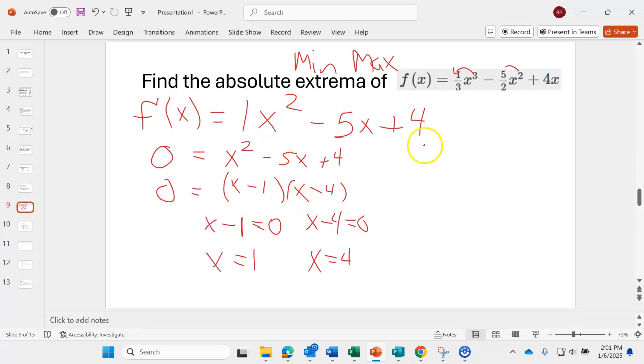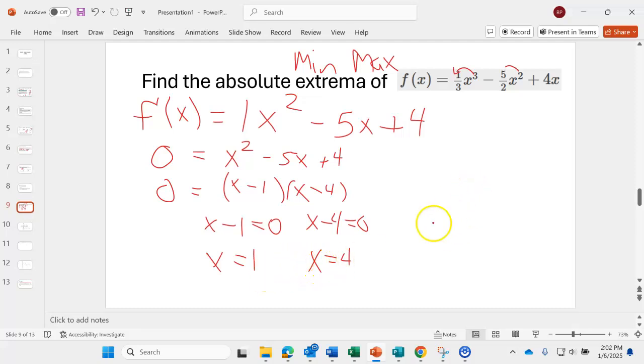Now we also want to take a look here. Are there any spots in this derivative, this x squared minus 5x plus 4, where the derivative is going to be undefined? And the answer is no. This is just a quadratic. It's defined everywhere on its domain, so there's not going to be any domain issues.